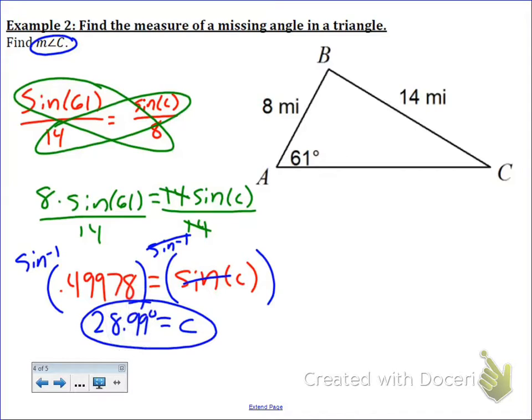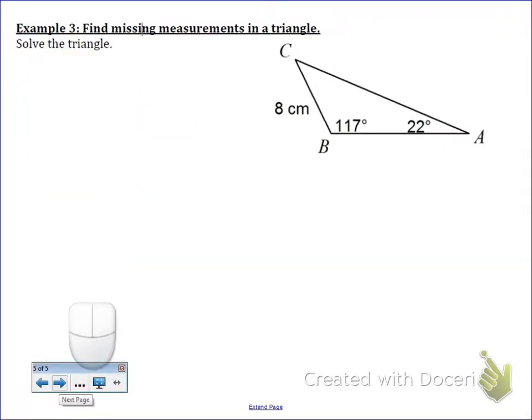Now the third example has you solve the triangle, so find the missing sides and find the missing angles using law of sines. Go ahead and do this one on your own. I'll put the answer up here in a second, so go ahead and pause the video right now. Do the problem on your own, and then when you unpause it, I'll tell you what the answer is.